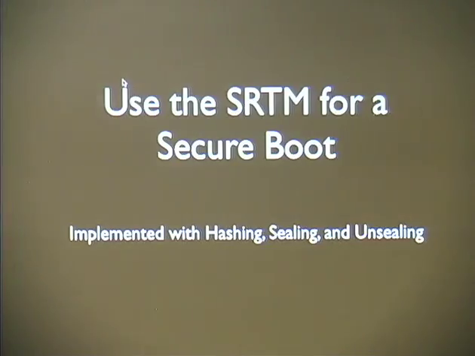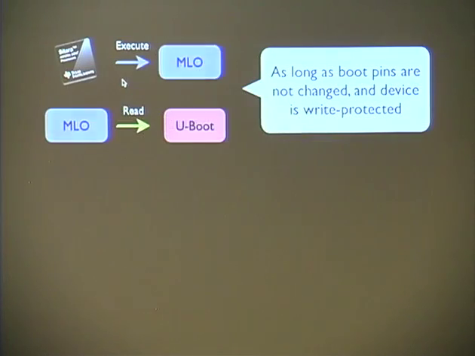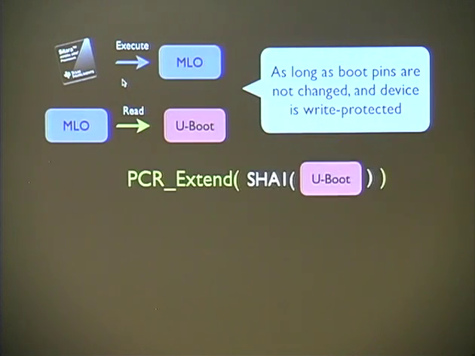So, okay, now we have a static root of trust measurement. Let's use that for a secure boot. So we're going to implement this version of secure boot with sealing and unsealing. All right, little recap. As long as the boot pins are not changed, this device is write protected. So we can execute MLO, and then MLO can read U-boot. After which, we're going to do a PCR extend of the hash of that U-boot that we're about to execute.